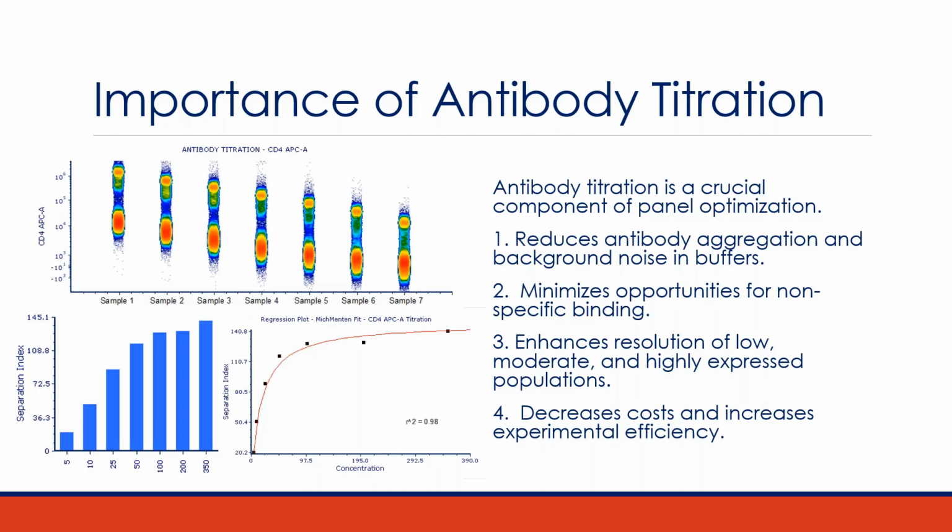Also, over time, you're going to decrease the cost and increase the experimental efficiency. A lot of times manufacturers will give you a concentration to use, and a lot of times it's an overshoot, right? They want to make sure that everything is saturated. That can be great, but if you're increasing the opportunity for aggregation and non-specific binding, it can actually be detrimental to your experiment. The worst thing that you can do is have to repeat an experiment because you're not sure what the results mean, right? So that's how it's going to increase experimental efficiency for you.